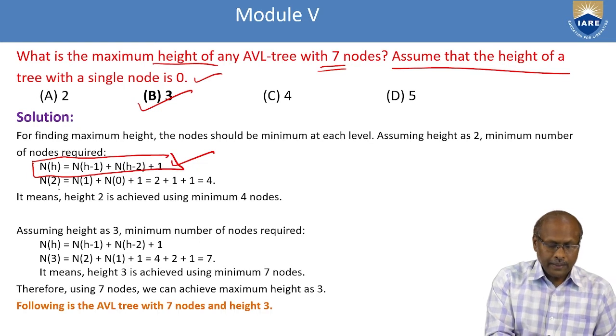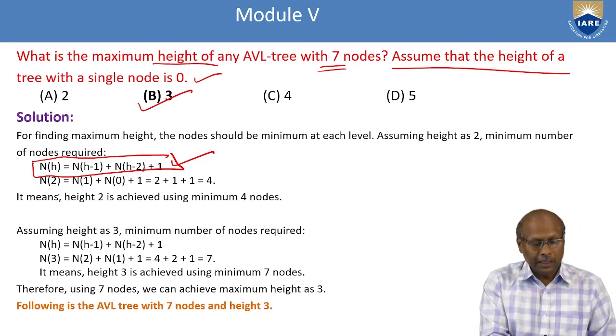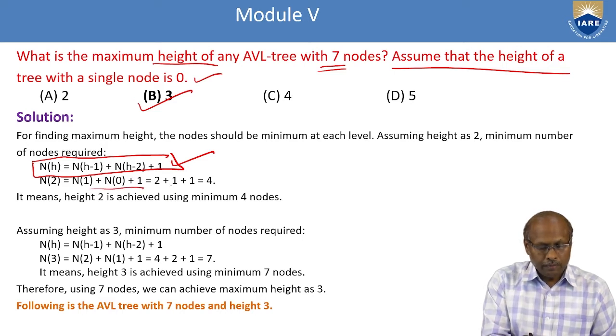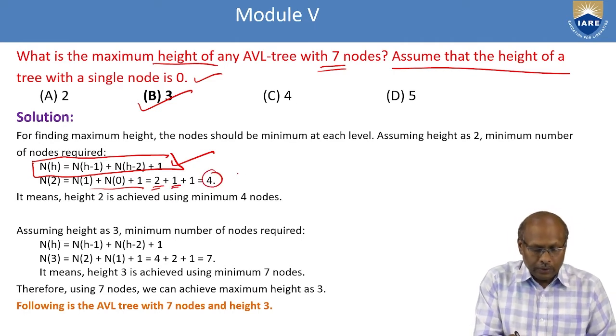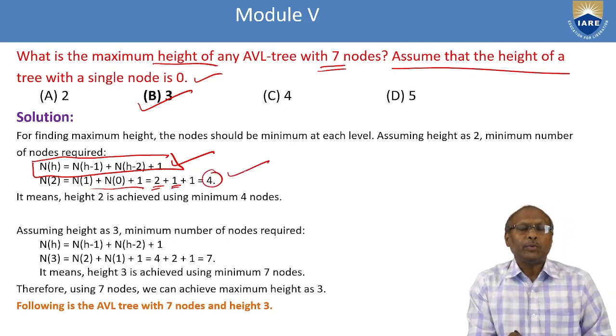Now, you can apply this. N of 2 equal to, that means height is given. The number of nodes will be N of 1 plus N of 0 plus 1. N of 1 is how much? 2. N of 0 is how much? 1. So 1 plus 1 plus 2, that means 4. If the height is 2, the number of nodes will be 4.